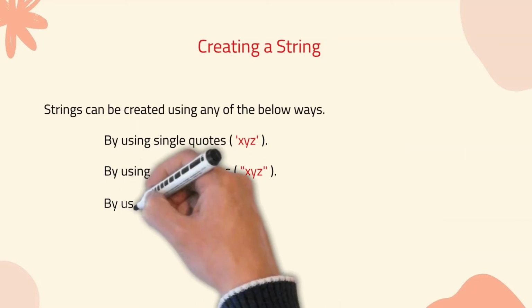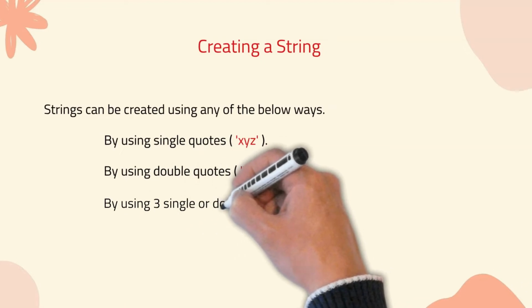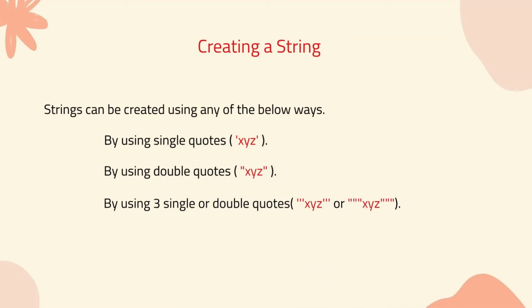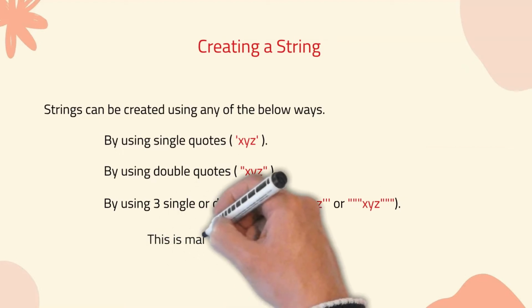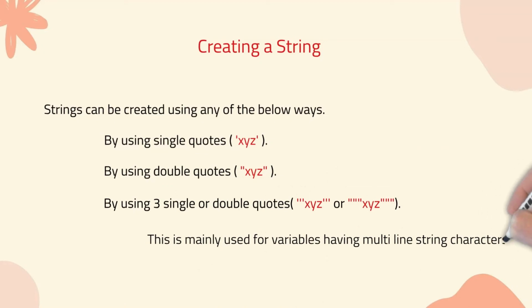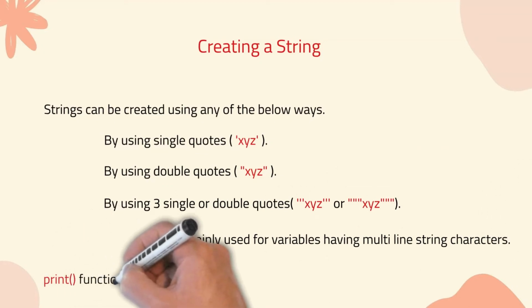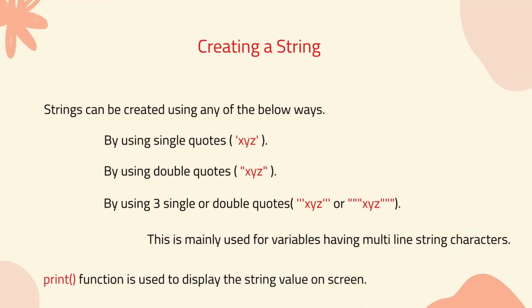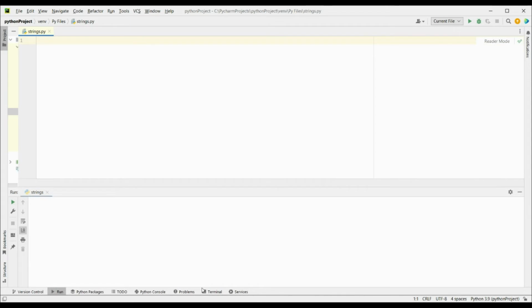We can also use a collection of characters surrounded by three single quotes or three double quotes. These are mainly used to create docstrings or multi-line strings. To print the string on screen, we can use the print function. Let's test the strings practically using a program.